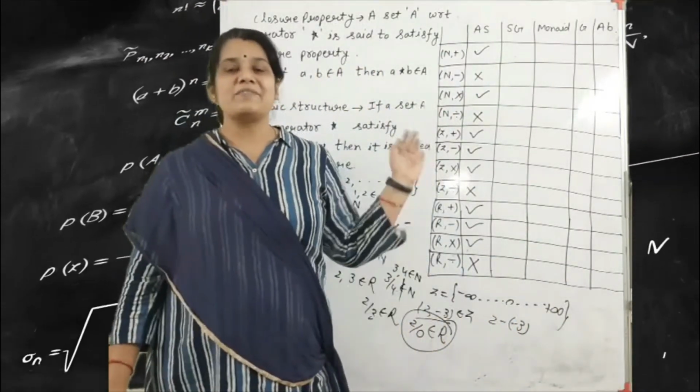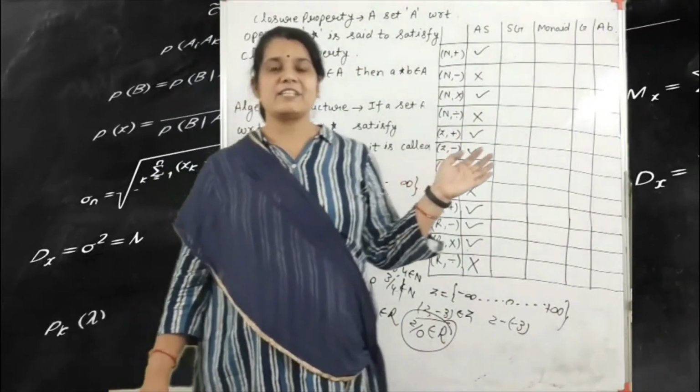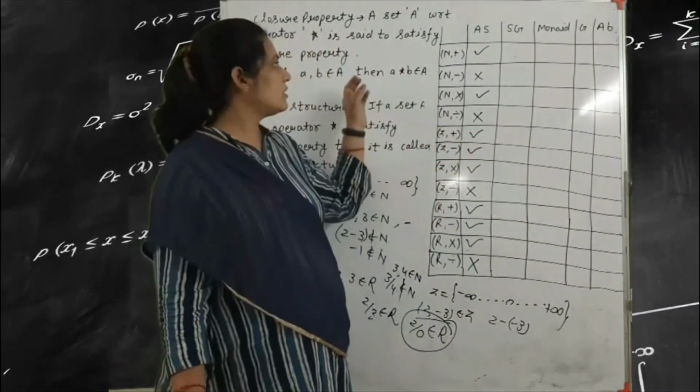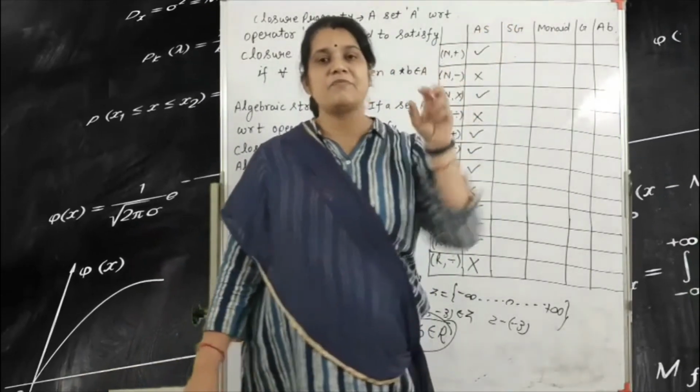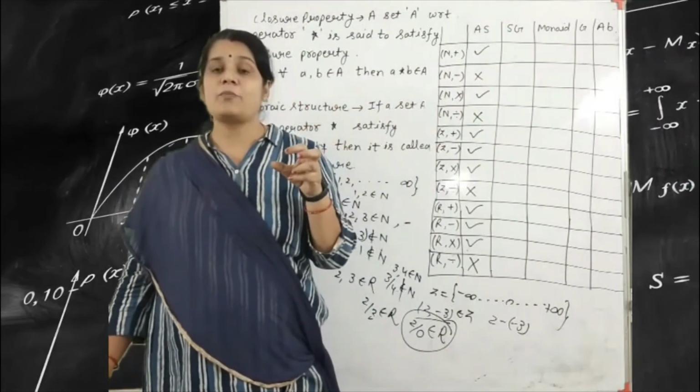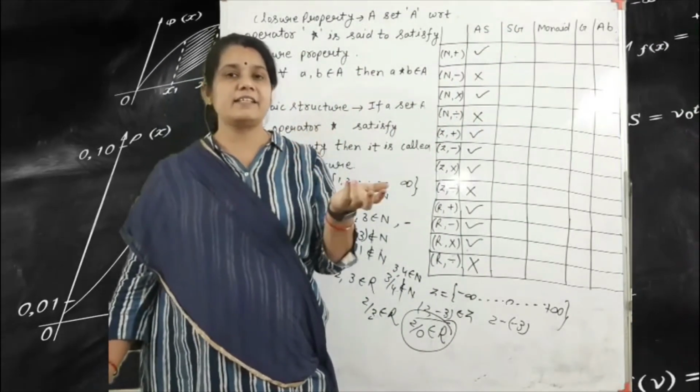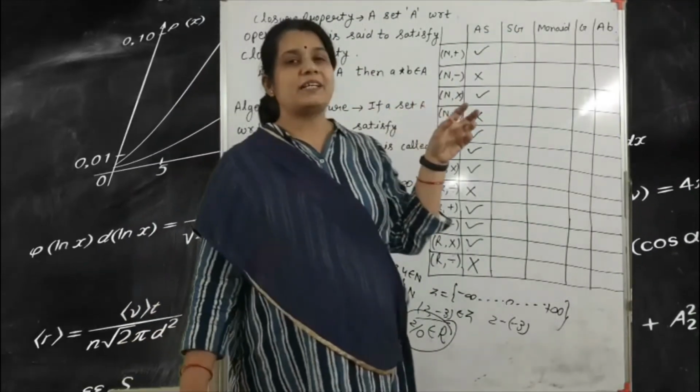Okay, so I will continue this topic in our next lecture. Our next lecture depends on the semigroup. That means we find out the associativity property, monoid, that means the identity property, and the group, that means the inverse property.